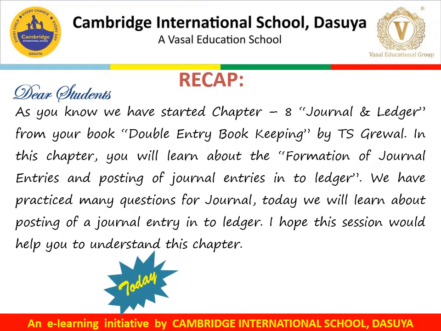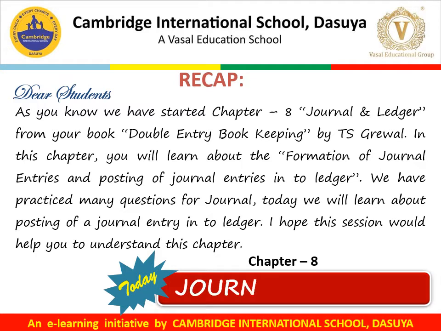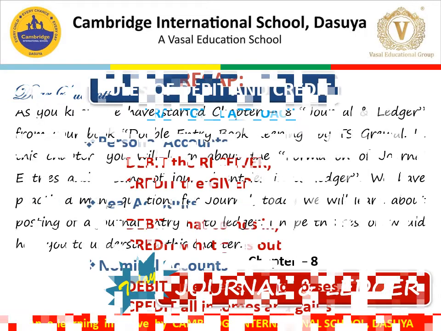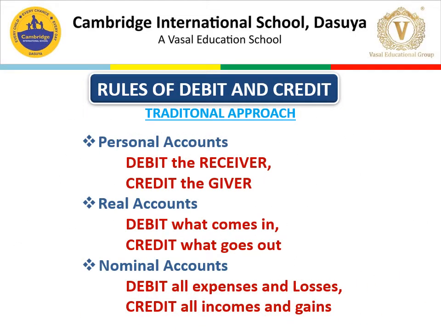Today, we will continue with this chapter, chapter number 8, Journal and Ledger. Let us revise the traditional approach. The rule for personal account is debit the receiver and credit the giver. The rule for real account is debit what comes in, credit what goes out. And the rule for nominal account is debit all expenses and losses, credit all incomes and gains.